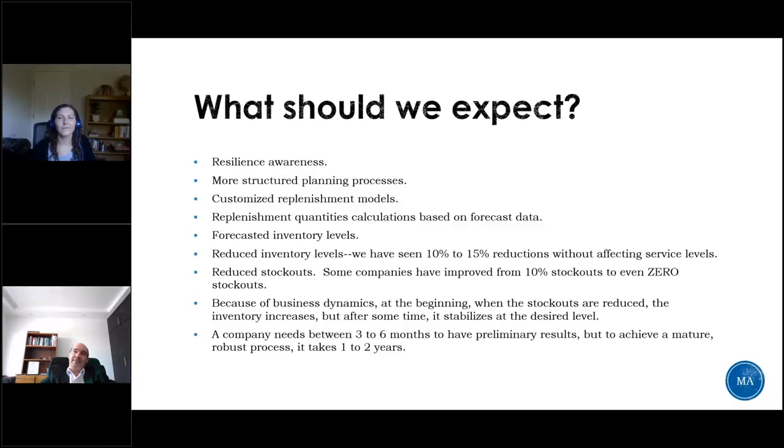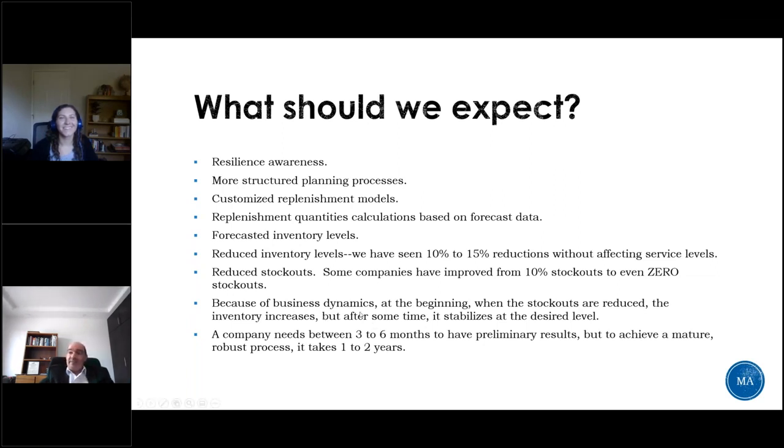Okay, so what should we expect if we do these things? Of course, resilience awareness, a more structured planning process, customized replenishment models, replenishment quantities calculation based on forecasted data, forecasted inventory levels, and one of the most important ones, reduced inventory levels. We've seen so far 10 to 15% reductions without affecting service levels. That's pretty good. Reduced stockouts. Some companies have even improved from 10% stockouts to even 0 stockouts. If you combine this one with the one I just read, that's basically our goal here.